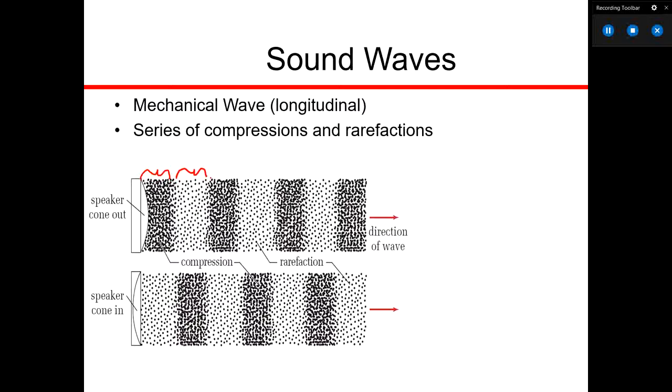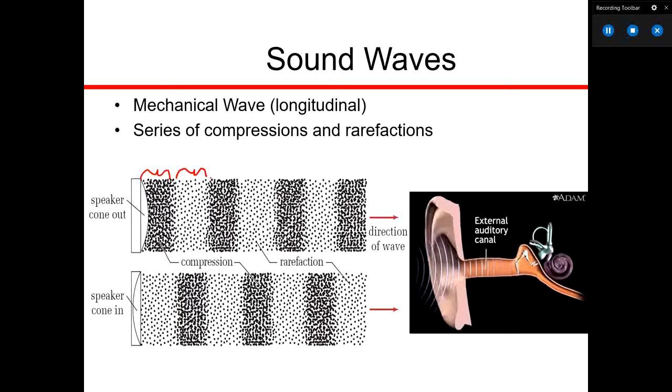This speaker moves in and out over and over again, or whatever's making the sound, a voice box, something that's vibrating, creating a sound, and causes these compressions to happen, which then send the wave out. That wave, in the case of humans, travels into our ear and hits our eardrum, and it causes our eardrum to vibrate, and that's what allows us to pick up the sound. It repeats the similar vibrations that come out of the speaker due to those compressions in the air, and we hear various sounds.